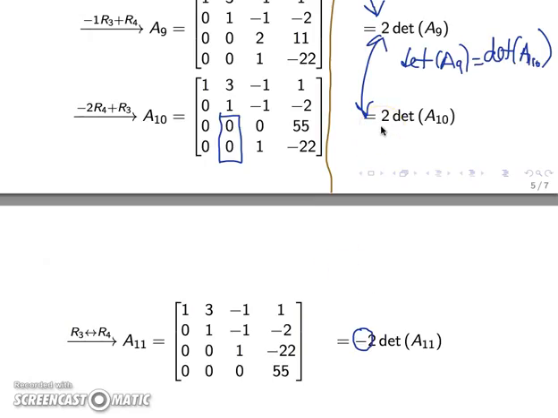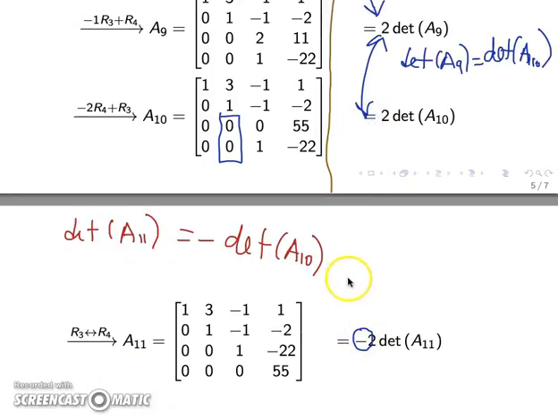implies that the determinant of A11 is minus the determinant of A sub 10, which means that's the reason why we have a negative here. So this calculation is following, right, determinant of A. We have done a lot of steps in between. Determinant of A equals negative 2 times determinant of A11.